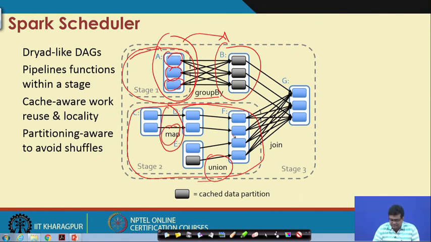Okay. So, this is how the Spark scheduler schedules the jobs or schedules the tasks. So, each computation here will be done using one task.